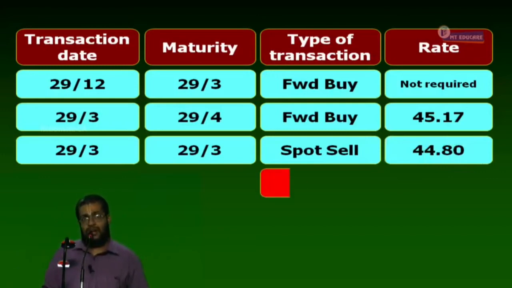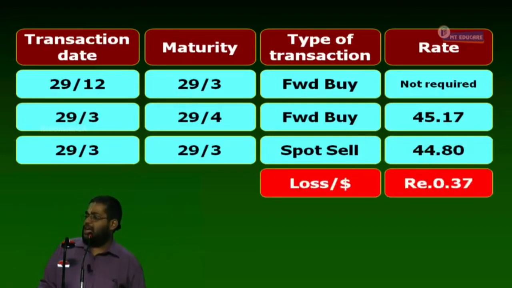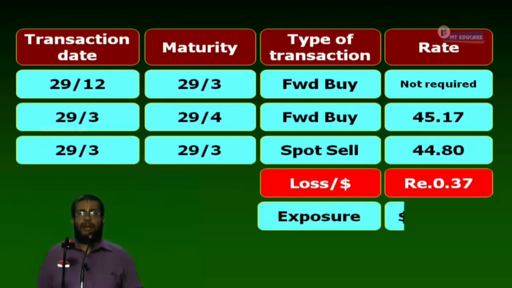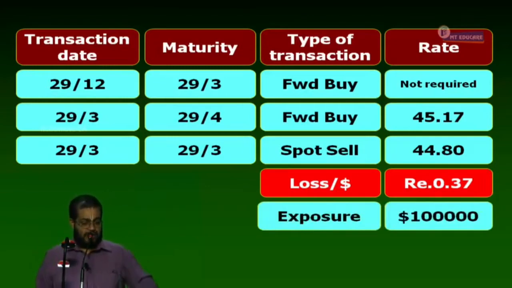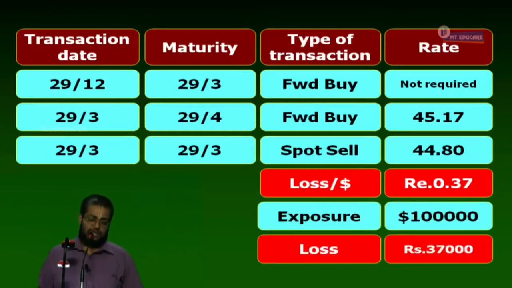Gain or loss? Loss. What is the loss per dollar? 0.37. For how many dollars? $1 lakh. 0.37 into $1 lakh. Tell me the loss amount? 37,000. Question number 35 over. Are you following or not? No. Take question number 36.